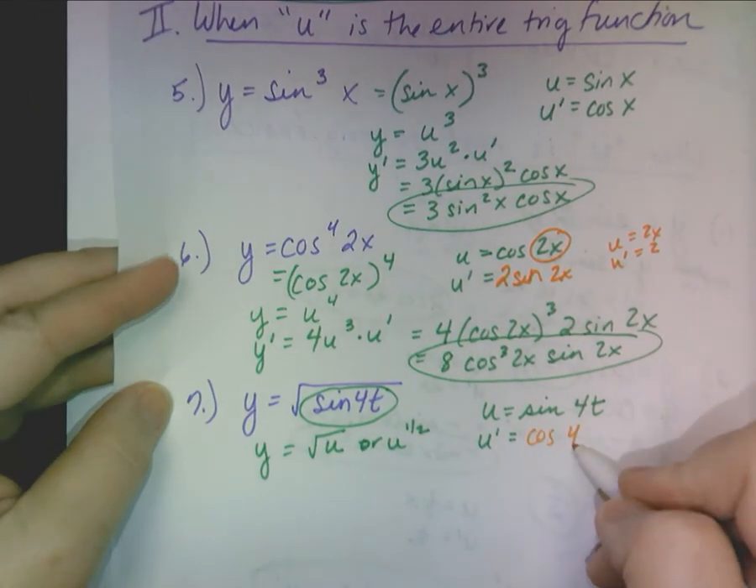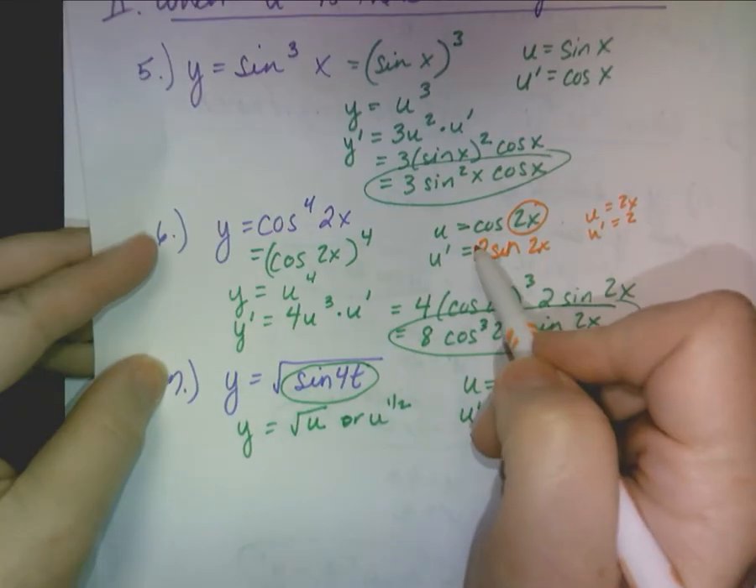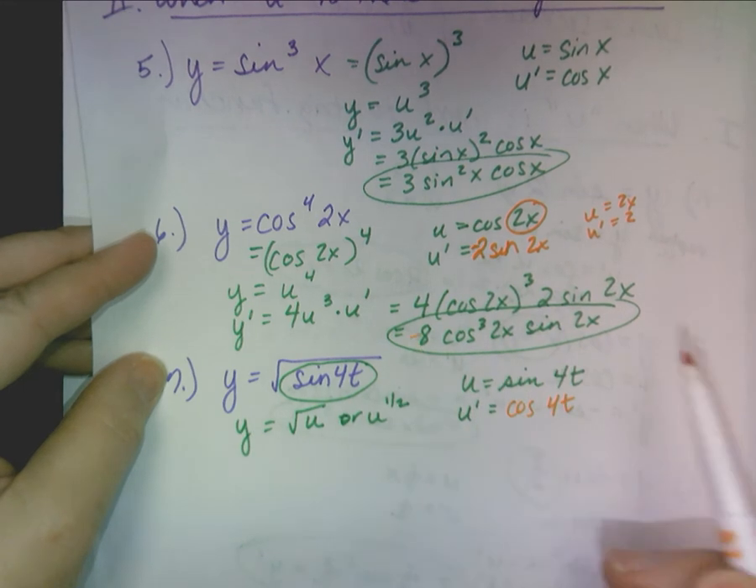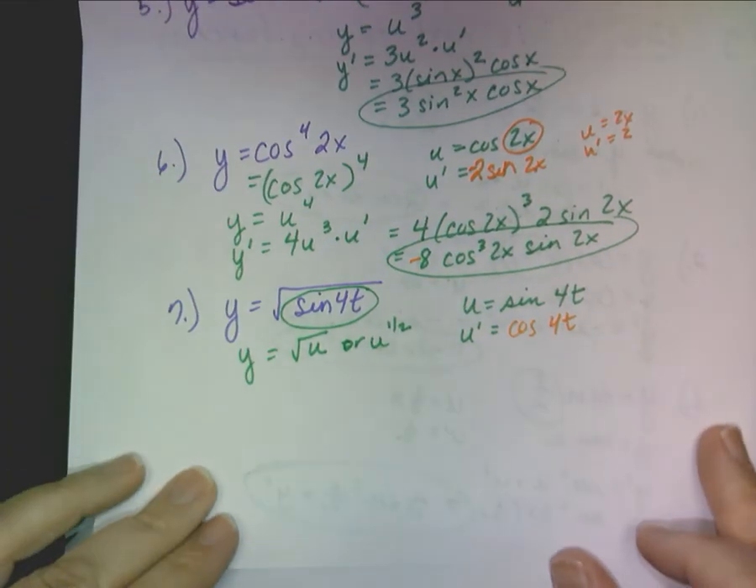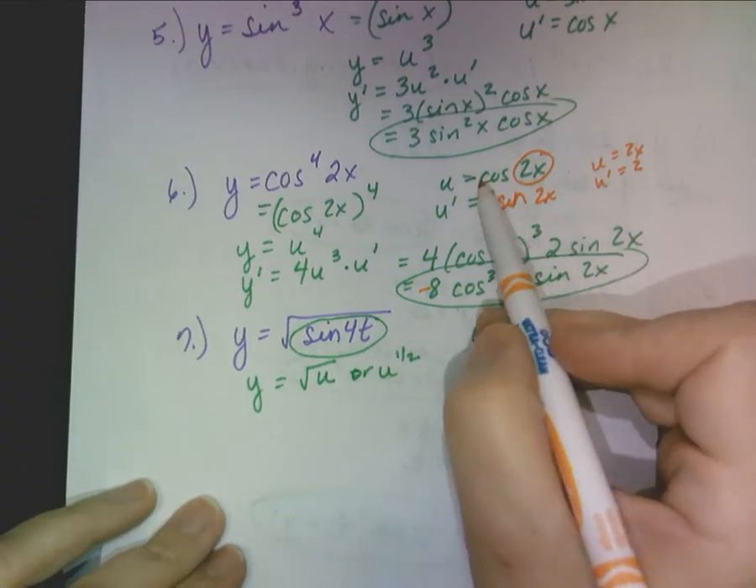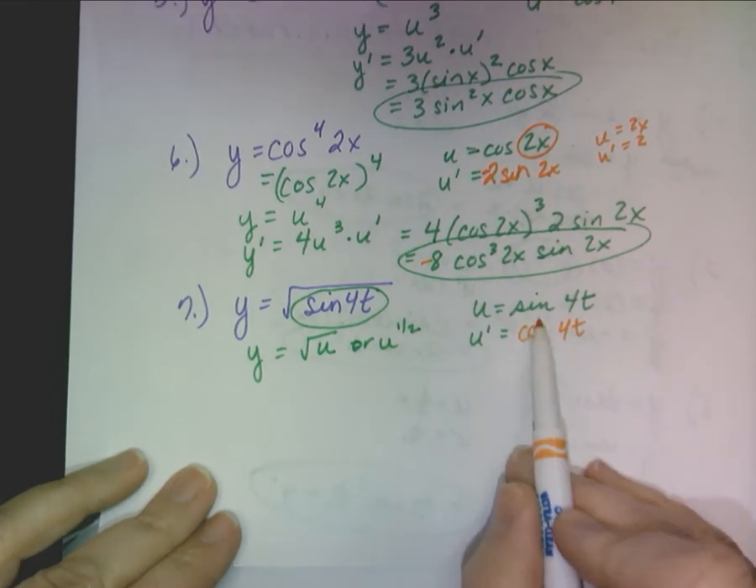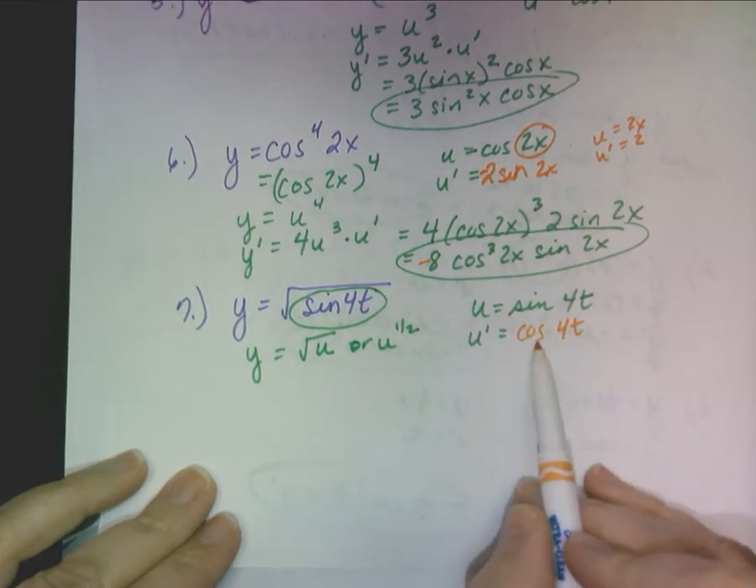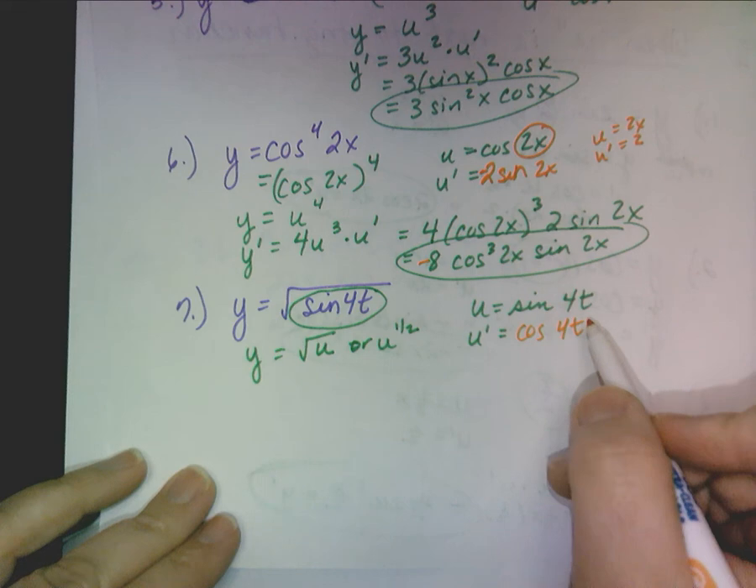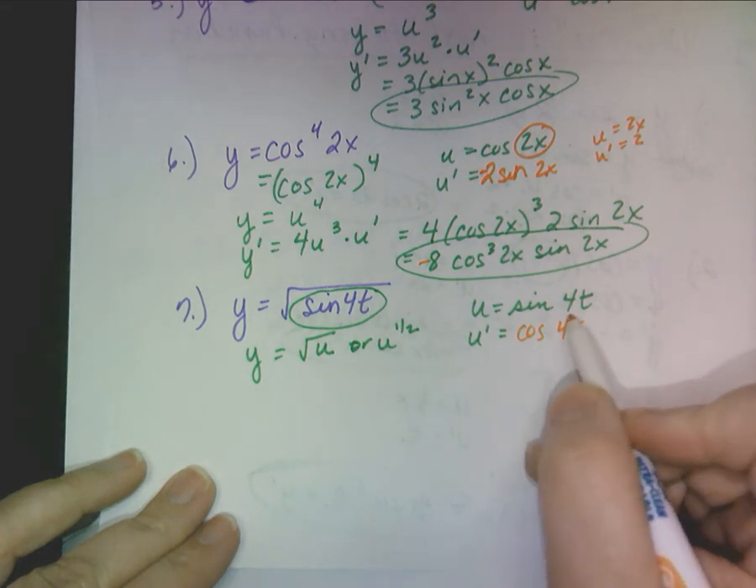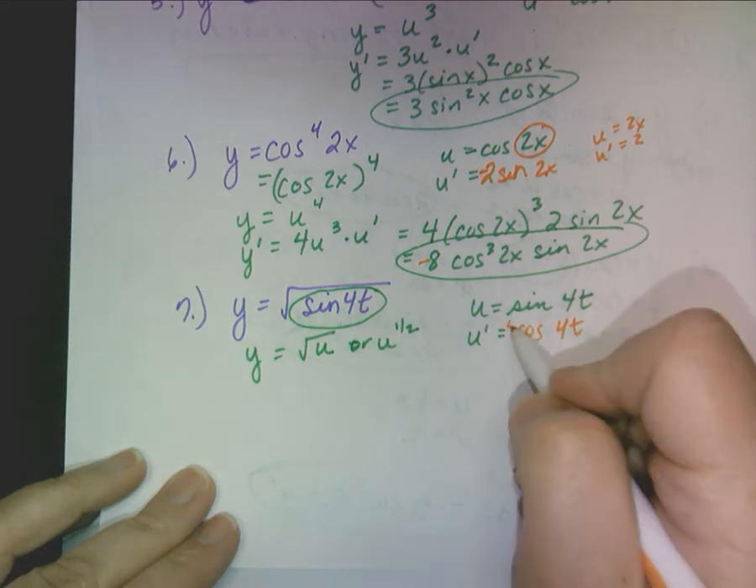And now that I'm realizing something, I forgot a negative up here. Whoop, boom. Because the derivative of cosine is negative. Back to this one, sorry. But it's not just cosine 4t. It's also the derivative, the chain of 4t, which is 4. So put a little 4 in front.